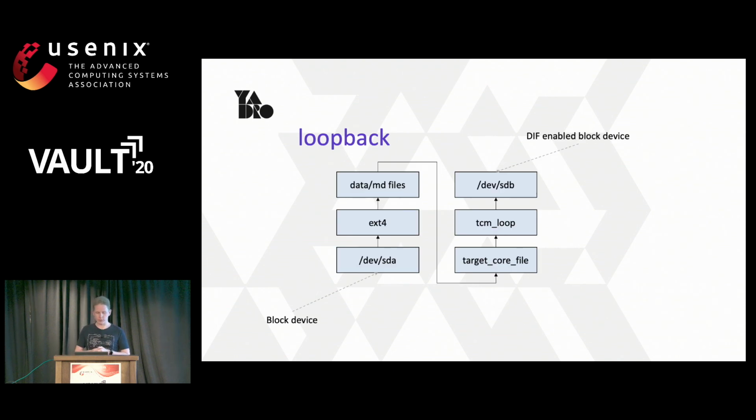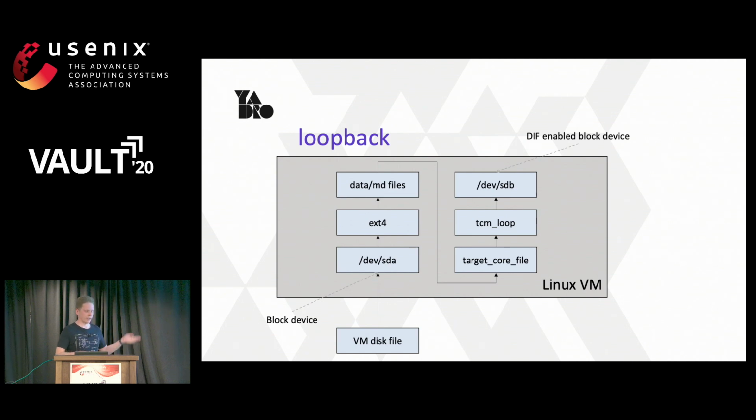And we get something like this picture. We have a SATA drive with a file system, with metadata and data files, with a target core file, with TCM loop on top, and on top we get a SCSI block device with data integrity. All this is put inside a virtual machine and can run anywhere. Actually, it works better than nothing, but it's not perfect. We have found some issues regarding reference stack enforcement and so on, but it really helped us to bring the whole thing up. And it's quite good for development.